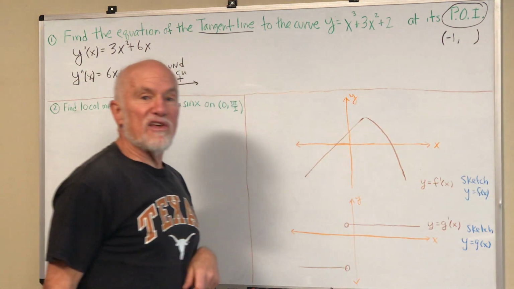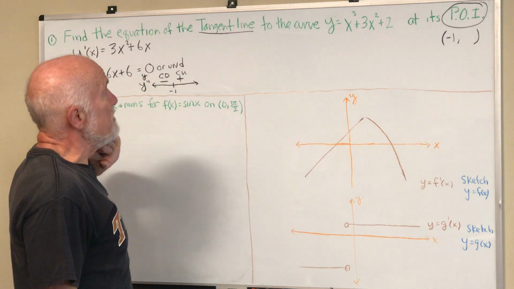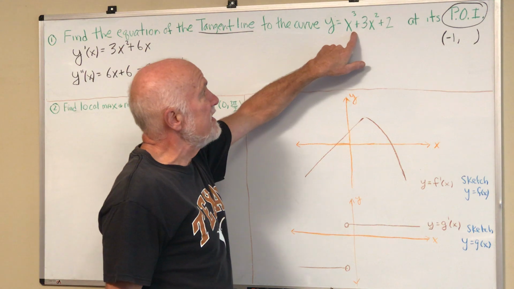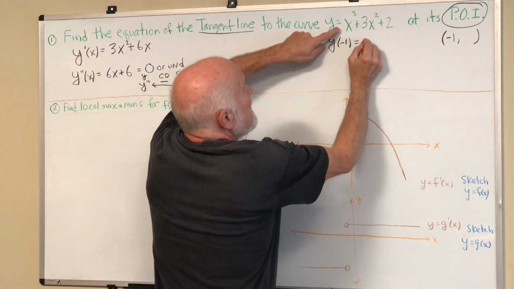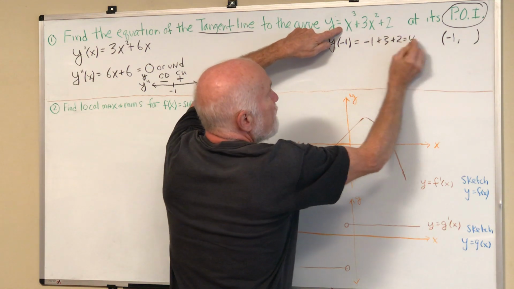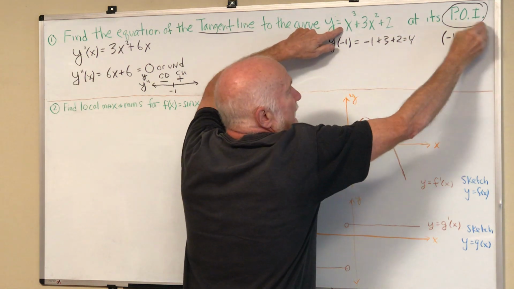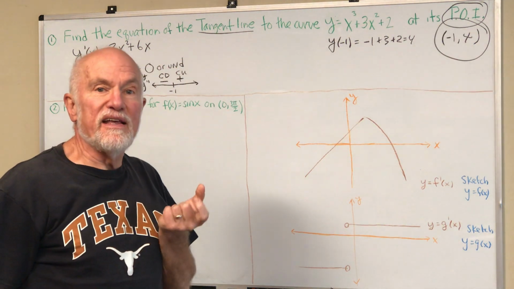Well, how do we always get the y value? You go back to the original function, which gives the relationship between x and y. So we see y of -1 is -1 plus 3 plus 2, or 4. So we're halfway there. We've got the point for our tangent line.